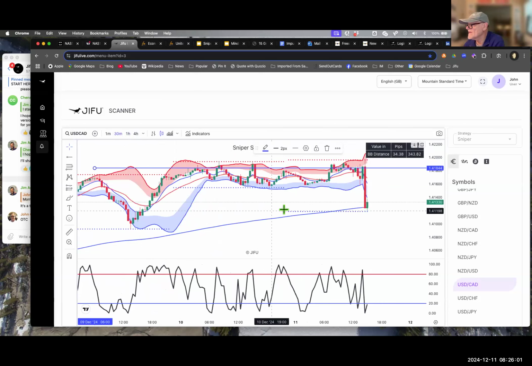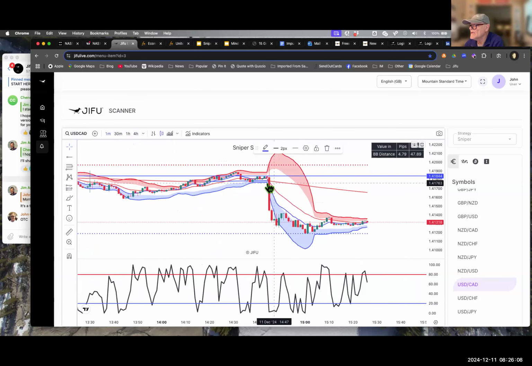Let's drop down to the 30. Again, okay, let's drop down to the 1. So here we have our line that we drew up earlier. You can see it's a pretty good resistance line. We did go through it for a few minutes here, but apart from that, we've stayed under it. Apart from a little bit here where our primary trend line turned blue, the primary trend line has been red.